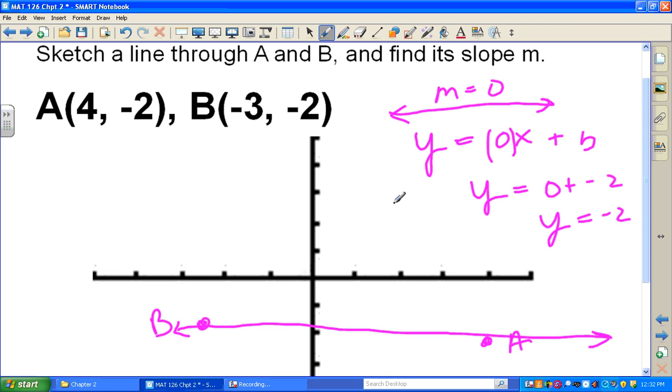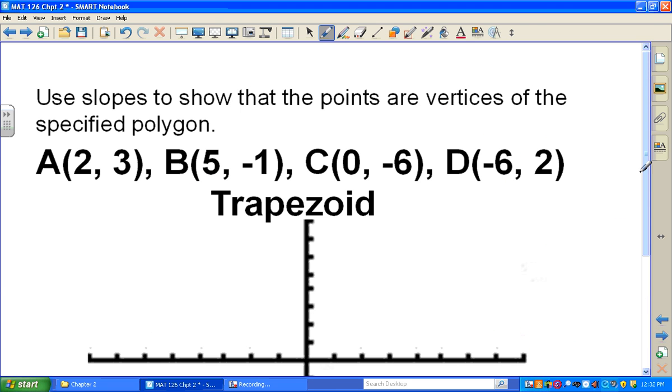Because on your multiple choice test, it's going to have y equals -2, x equals -2, y equals 4, x equals 4, all kinds of choices. Don't second guess yourself when you know that. And if you really don't see what's happening, you can always take the difference in y's over the difference in x's. Okay, 0 over -7 equals 0. All right, that was pretty easy. Probably a waste of everybody's time.